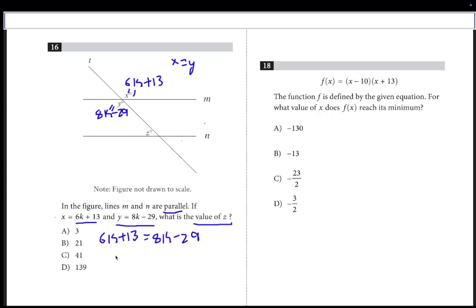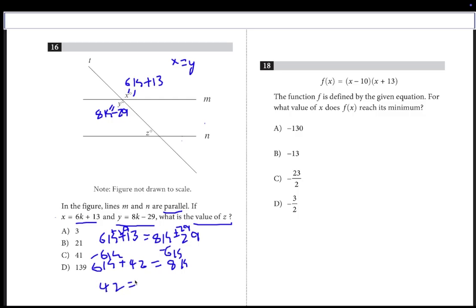Now we're going to simplify to find k. So we're going to plus 29 on both sides. Plus 29. So 6k plus 42 is equal to 8k. So minus 6k on both sides.